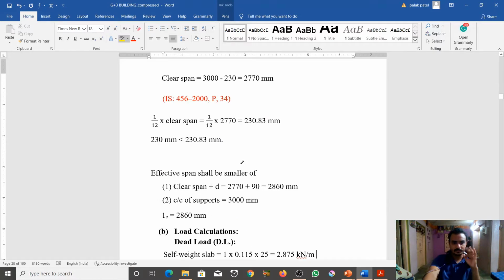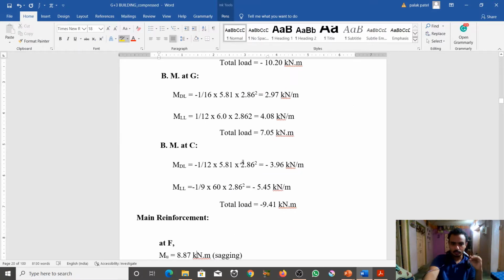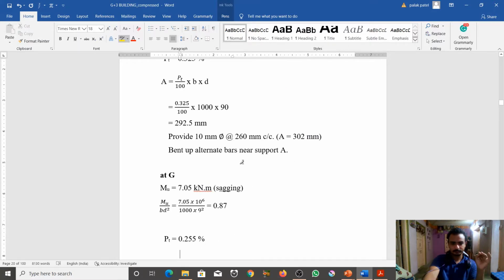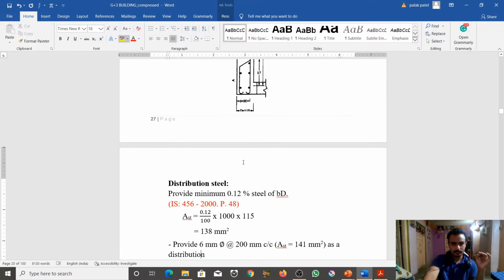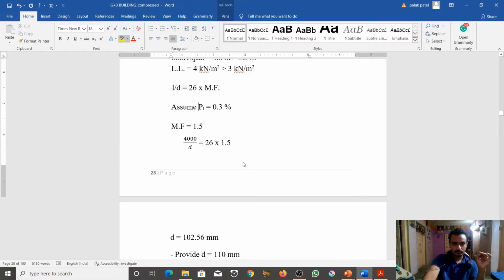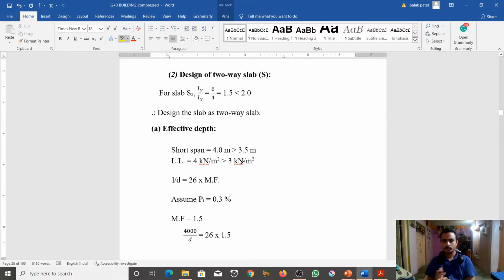Effective span is calculated. Load calculation is completed. Bending moment calculation, I explained everything in detail. Okay, the one-way slab design is complete. Distribution steel is also completed. Right now we will start the design of the two-way slab.